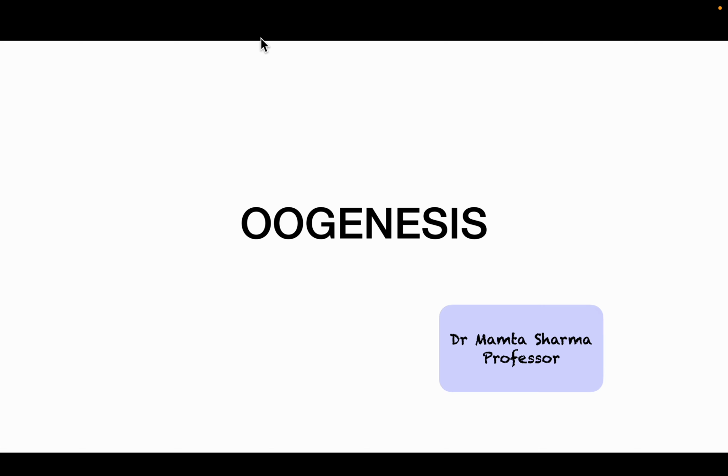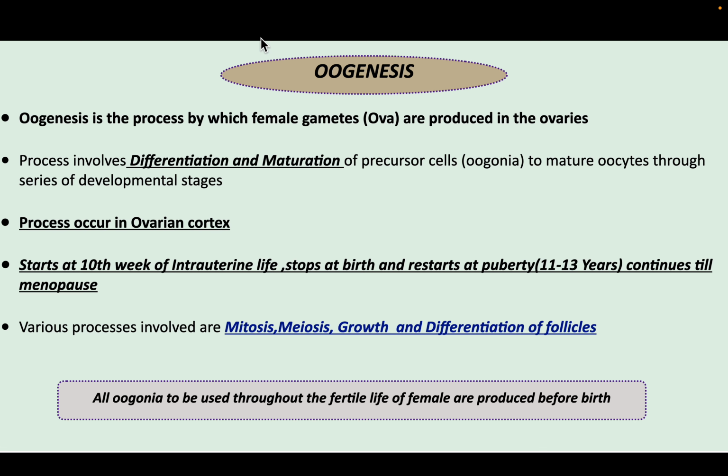In this lecture we will discuss oogenesis. Oogenesis is the process by which female gametes are produced in the ovaries. The process involves differentiation and maturation of precursor cells to a mature oocyte through a series of developmental stages. This process occurs in the ovarian cortex.